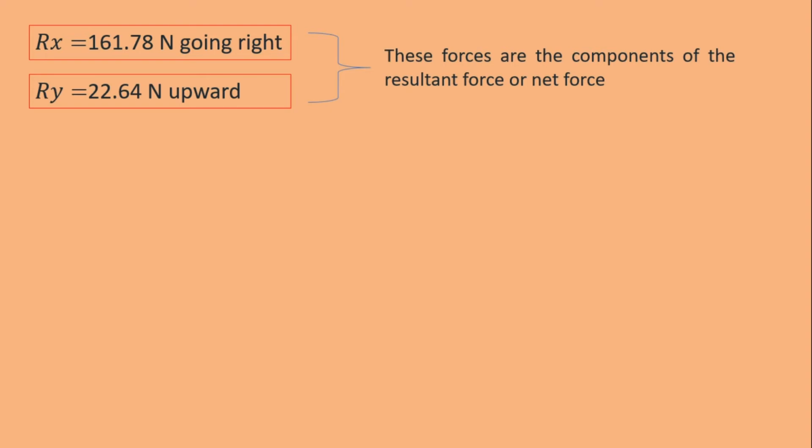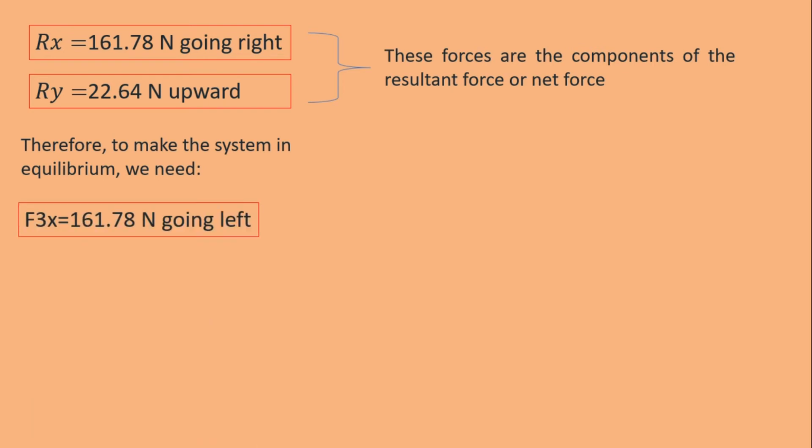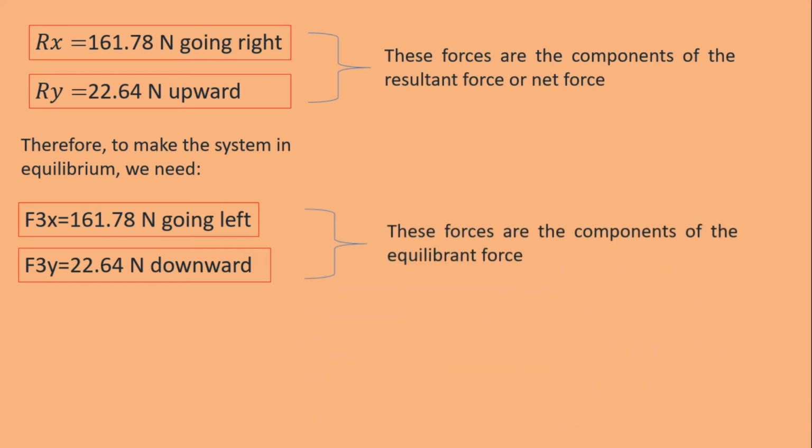Now, we need to look for that force para maging equilibrium. So meaning, we have to oppose these forces. So therefore, to make the system in equilibrium, to oppose the Rx na 161.78 Newton going right, we just have 161.78 Newton going left. And then for our Ry, we just have 22.64 Newton na downward. So these two forces ay components ng ating equilibrium force naman na tinatawag.